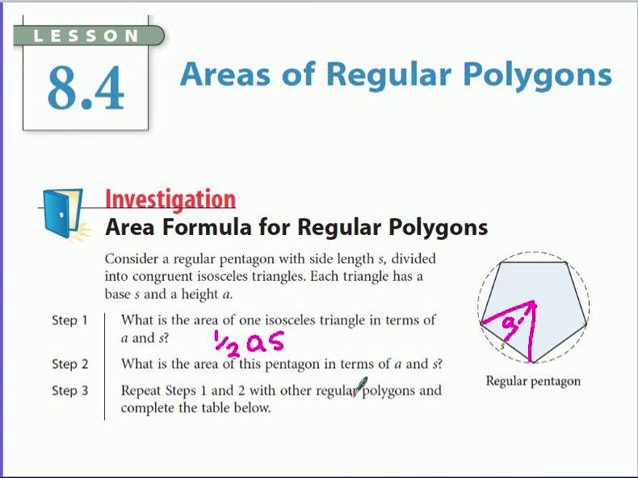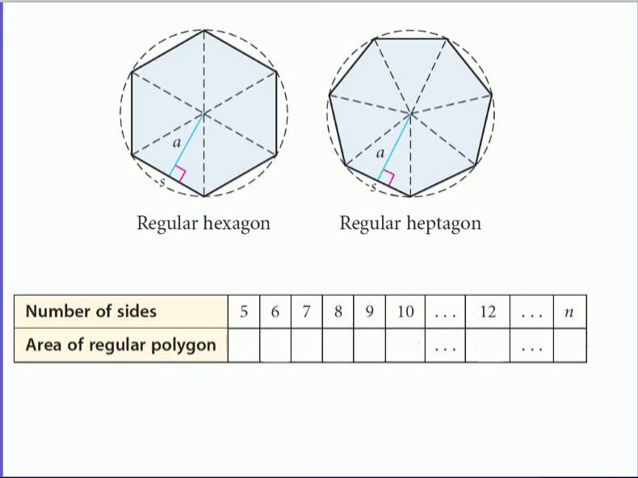What is the area of this pentagon in terms of A and S? 1/2 AS times 5. So basically, it would be 5/2 A times S. Now notice it says repeat steps 1 and 2 with other polygons, and we're going to complete this table below. It's actually on the next slide.